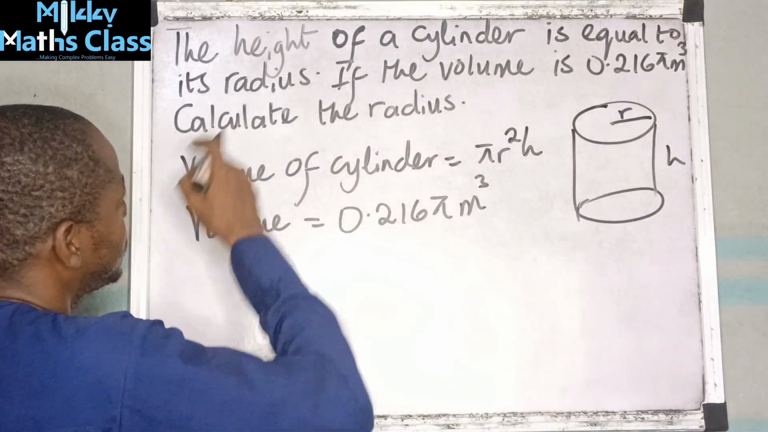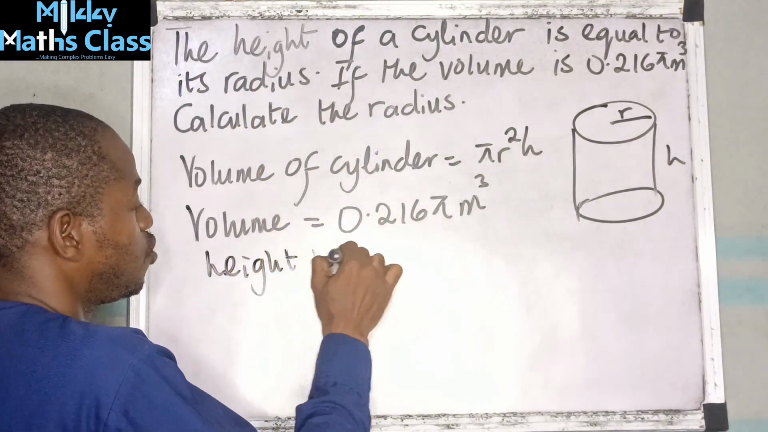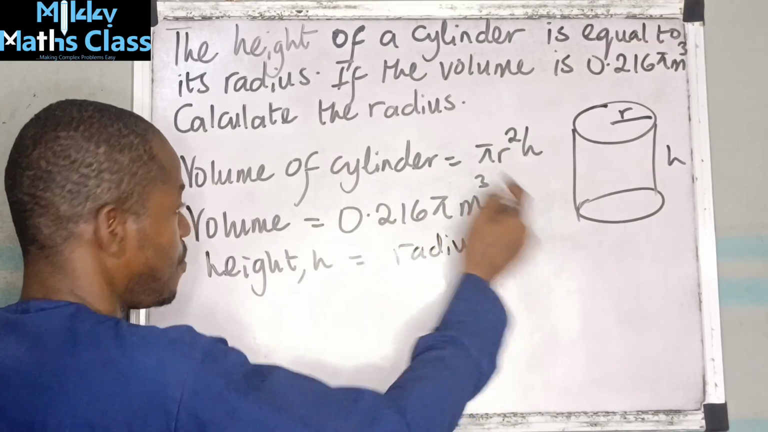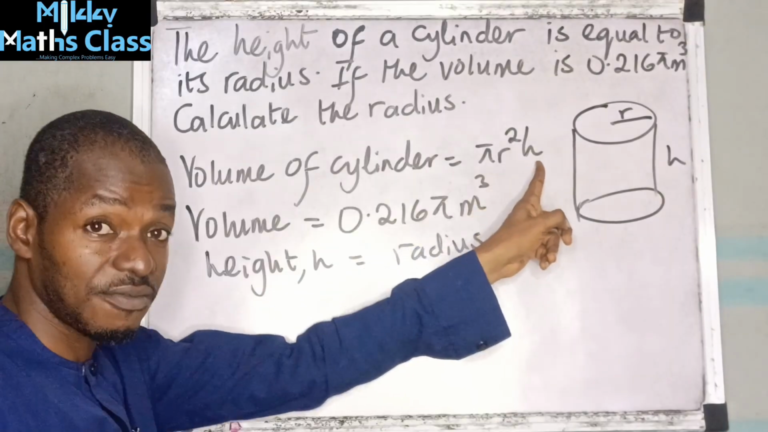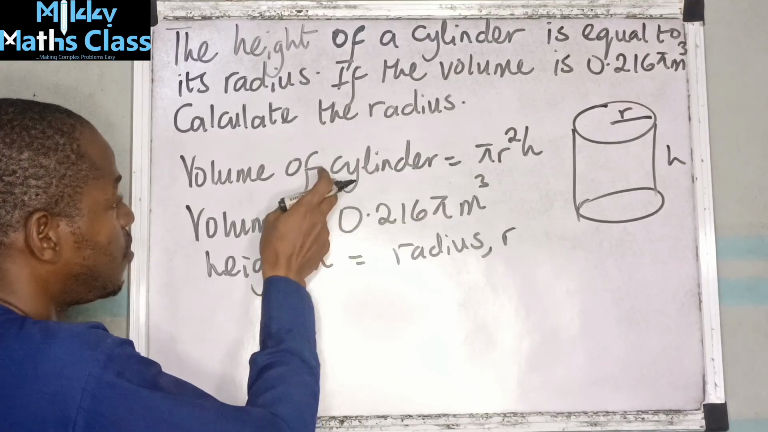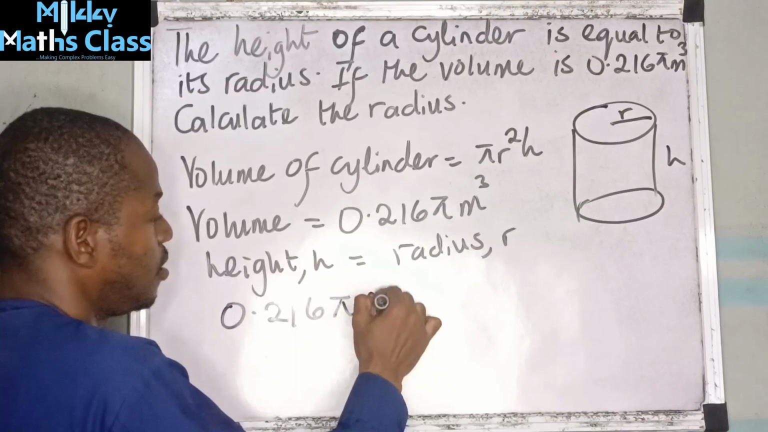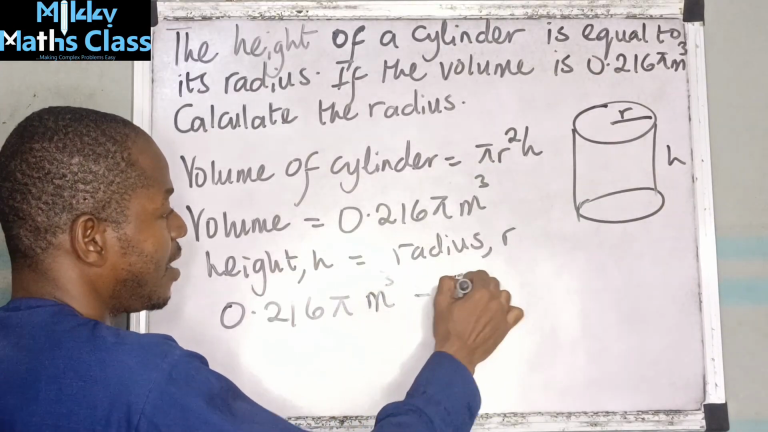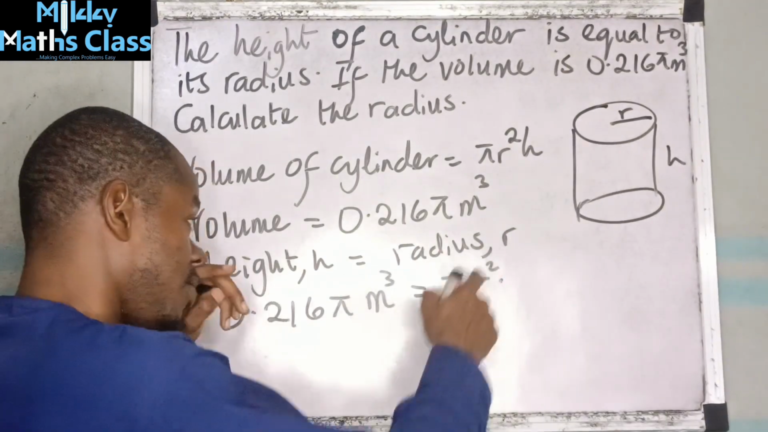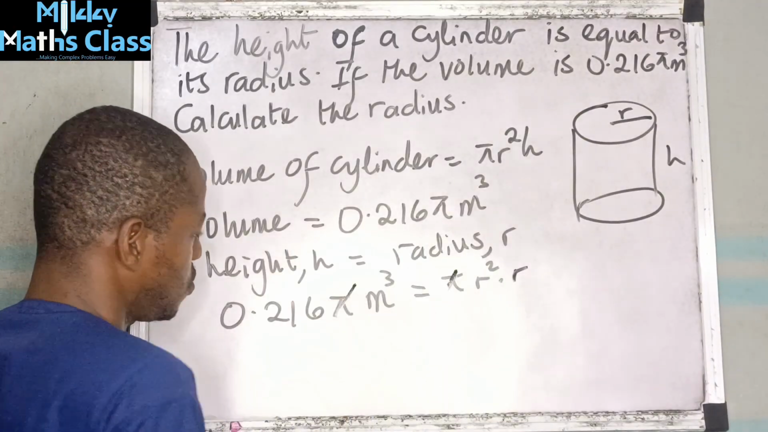Now we are told that the height is equal to the radius. So h is equal to our radius r. So if we see h, we put r. In this formula where we have h, we put r, because we're told that the height and the radius are the same. So for the volume of the cylinder, we put this: 0.216 pi m to the power of 3 equals pi r squared times the height, which is r. So pi and pi cancel out.